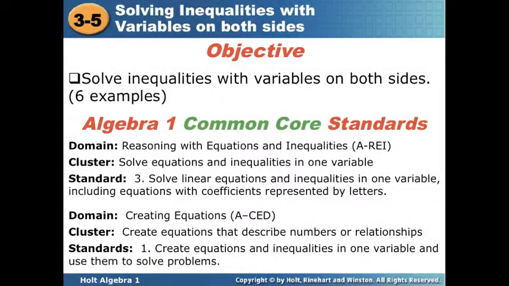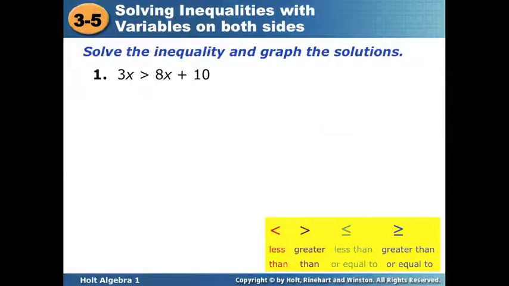Lesson 3-5, Solving Inequalities with Variables on Both Sides. Example number 1. Copy this to your notebook paper. We're going to solve the inequality and graph the solutions. We have 3x is greater than 8x plus 10.